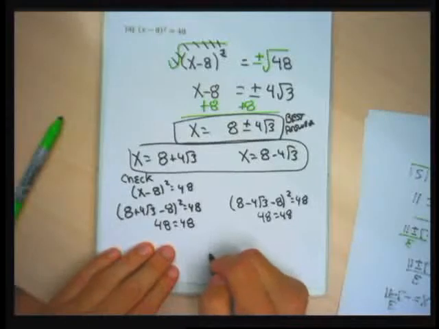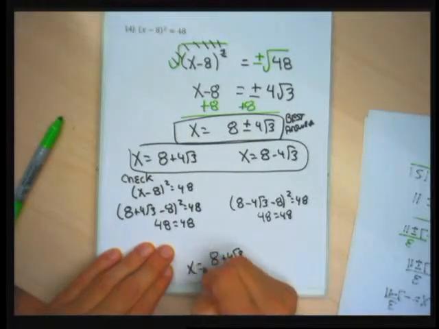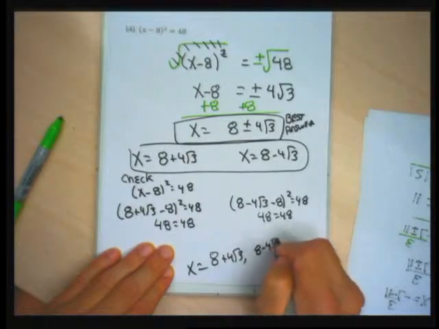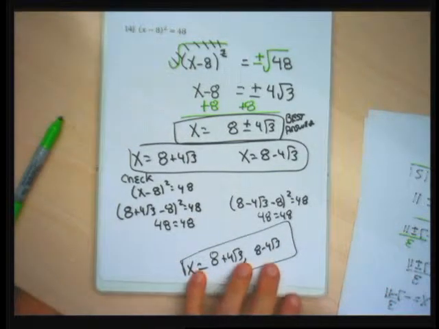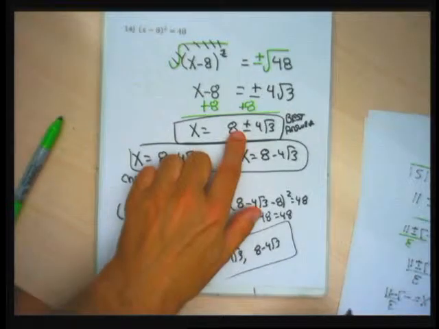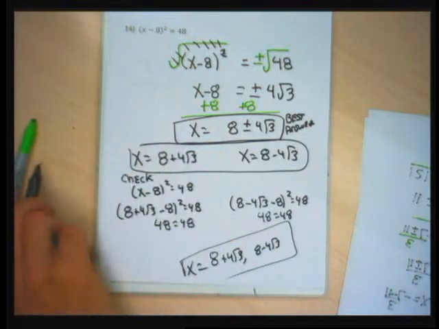If you wanted to, you could say the answers are x equals 8 plus 4 square root of 3, and x equals 8 minus 4 square root of 3. But there's not really any reason to do that when it's more efficient to write the plus or minus symbol, and the plus or minus symbol clearly implies that.